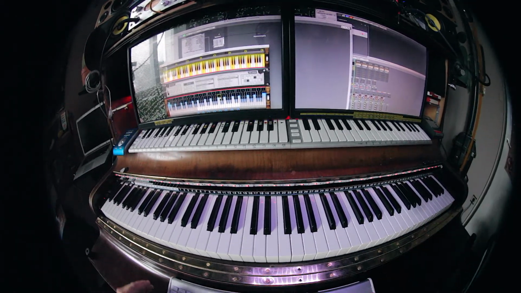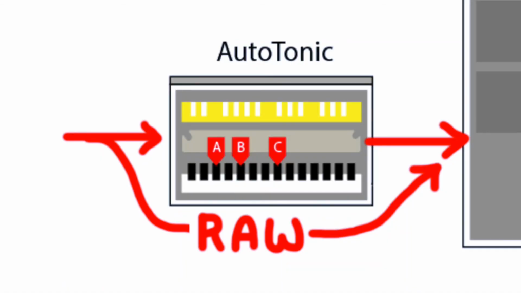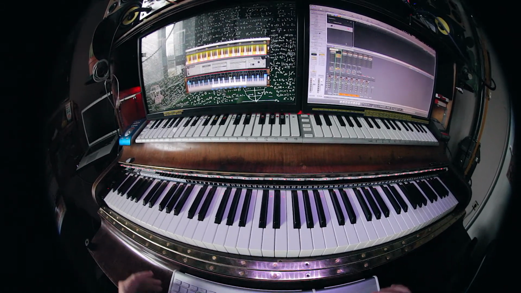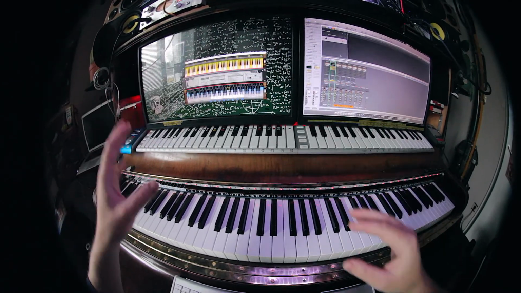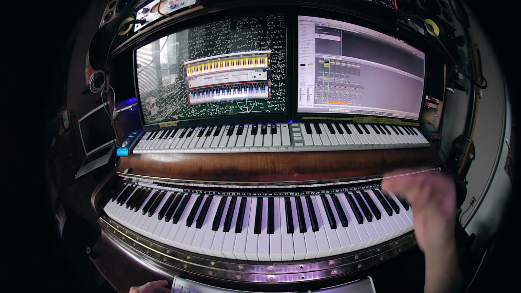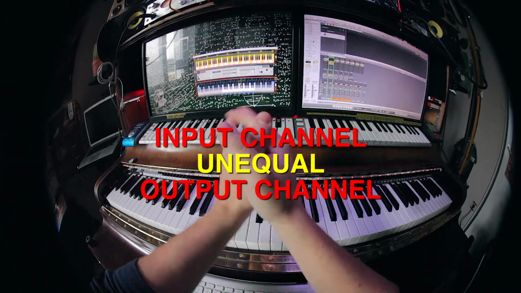What is especially useful when using a DAW is recording both the transposed and the untransposed signal. So this is about the initial approach. You're opening AutoTonic and first make sure that you're going to route the input signal to a different output channel. So this is point number 1.